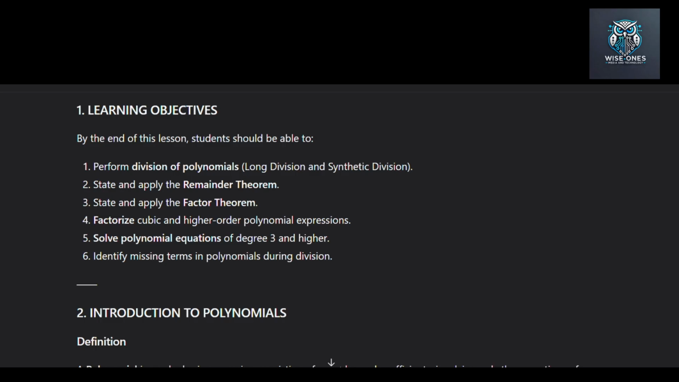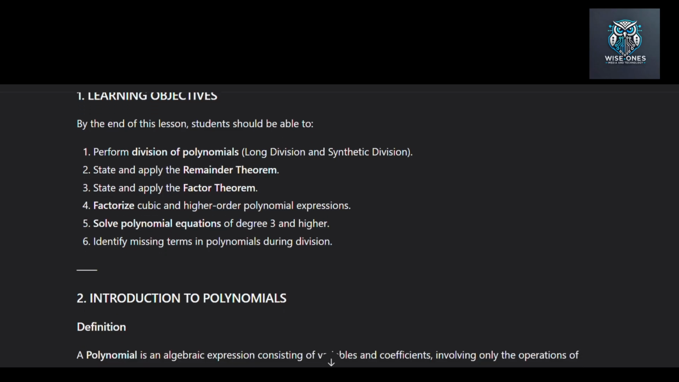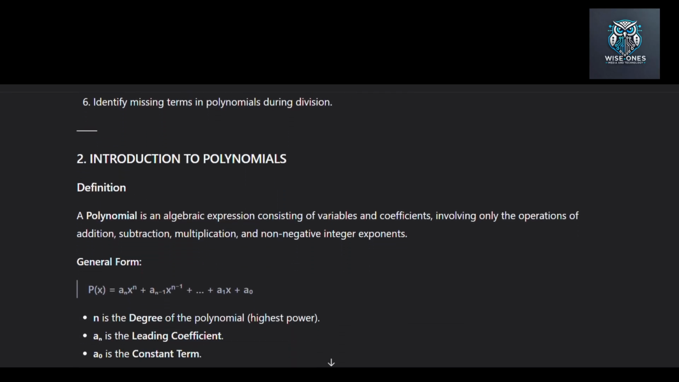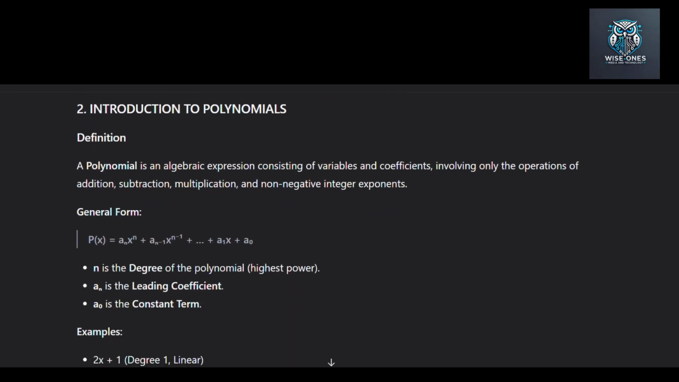Let us start with section 2, Introduction to Polynomials. What is a polynomial? A polynomial is an algebraic expression consisting of variables and coefficients. It involves only the operations of addition, subtraction, multiplication, and non-negative integer exponents. This means you can have x squared, x cubed, and so on. But you cannot have negative powers or square roots of x.